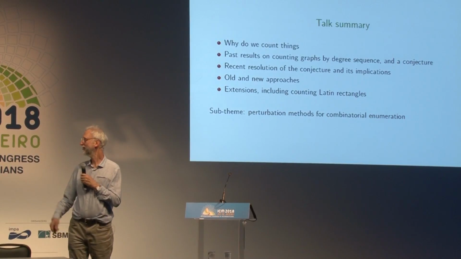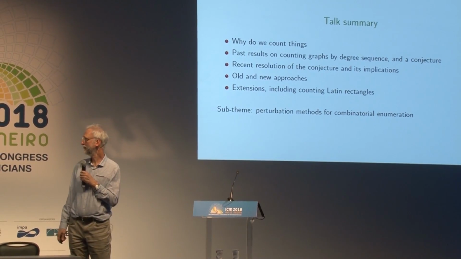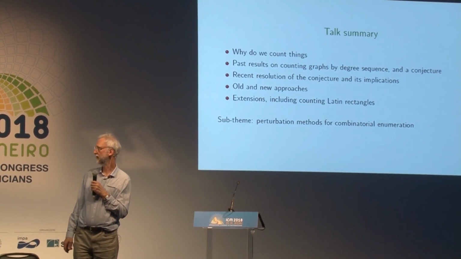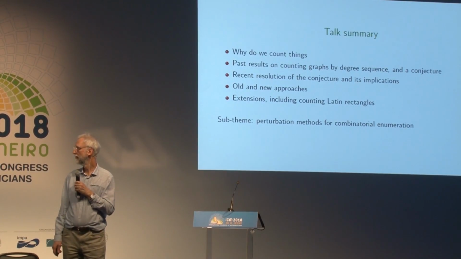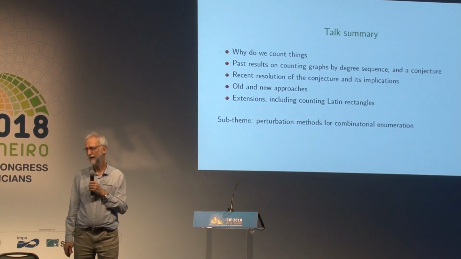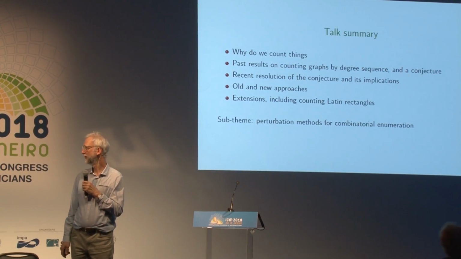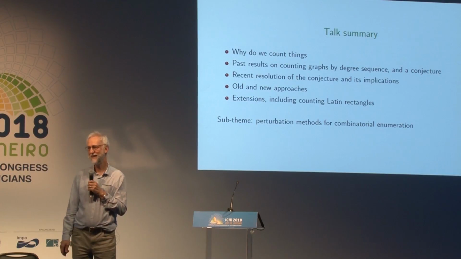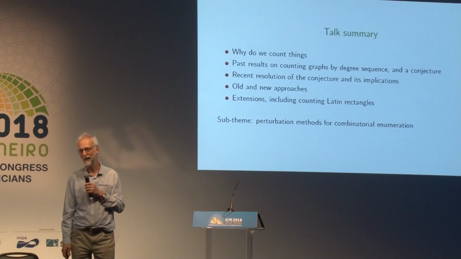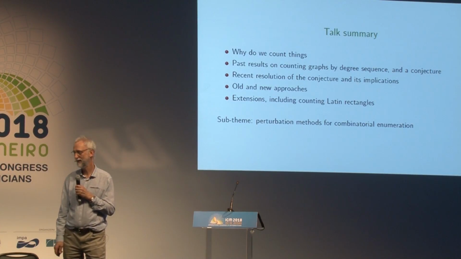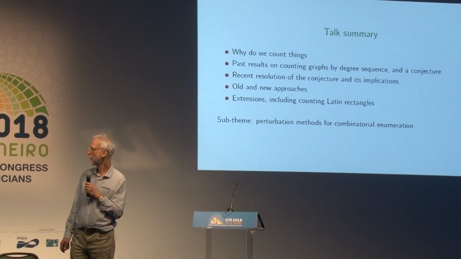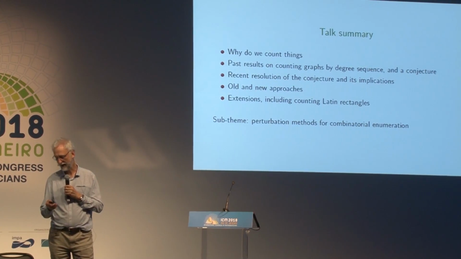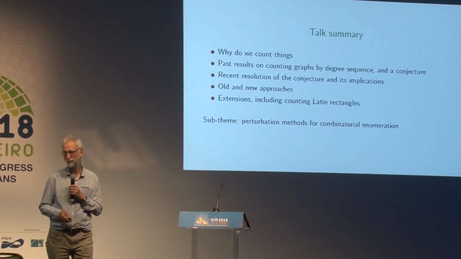Some of the past results on counting graphs by degree sequence, and a conjecture, and the recent resolution of the conjecture and some implications. And I wanted to talk about the approaches here because basically if you look at the sub-theme, there's this theme of perturbation methods for combinatorial enumeration, which I've found quite useful. And if time, I'll talk about counting other things like Latin rectangles.